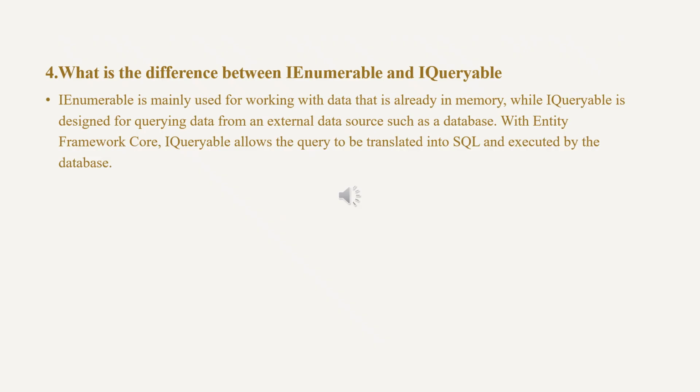4. What is the difference between IEnumerable and IQueryable? IEnumerable is mainly used for working with data that is already in memory, while IQueryable is designed for querying data from an external data source such as a database. With Entity Framework Core, IQueryable allows the query to be translated into SQL and executed by the database.